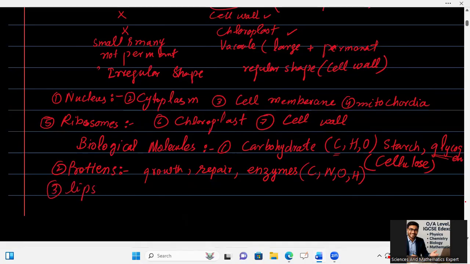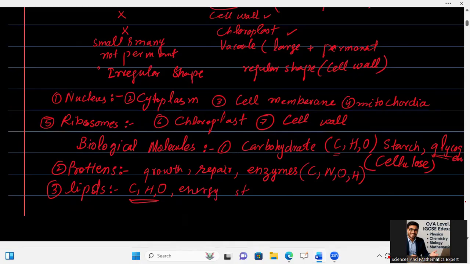Lipids are basically made up of carbon, hydrogen, and oxygen only, but the concentration of oxygen is much smaller as compared to carbohydrates. They are made up of fatty acids and glycerol, and they are used for energy storage.